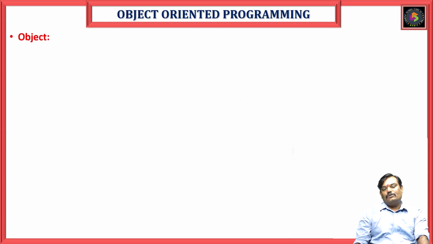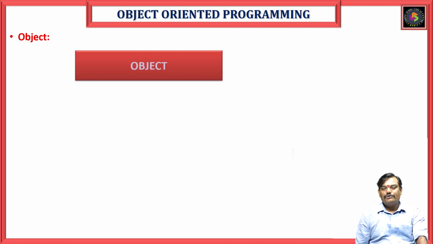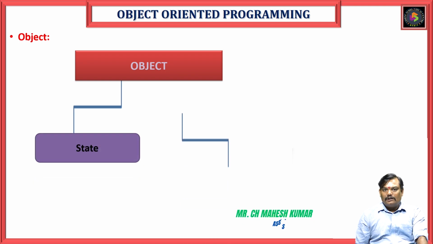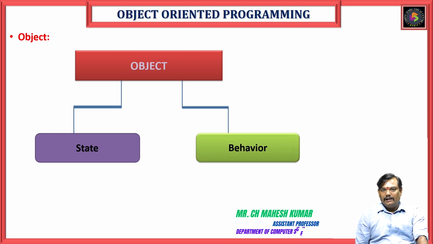So what is an object in object-oriented programming? We should be very clear about what a class is and what an object is. First we will discuss an object. What is an object in object-oriented programming? An object is composed of two things. The first thing is every object will have a state, and the second is that it will have a behavior.